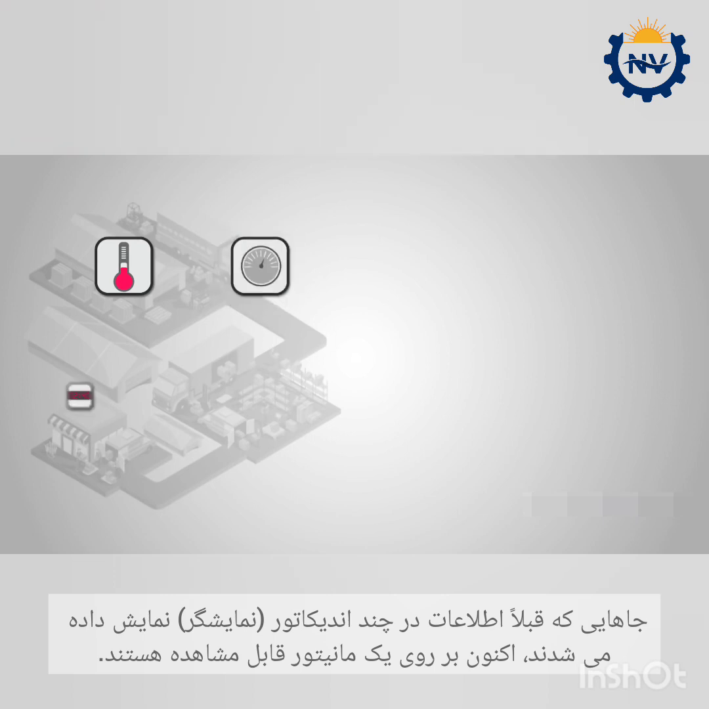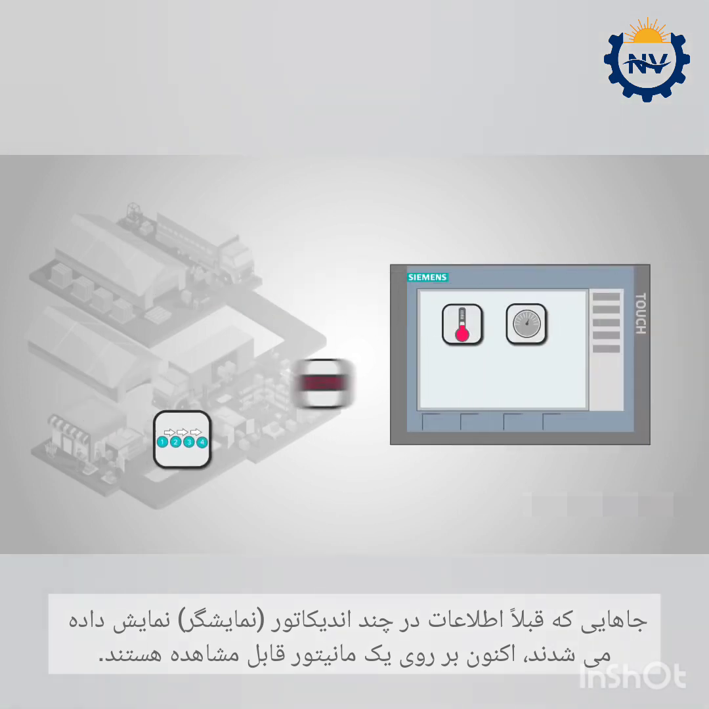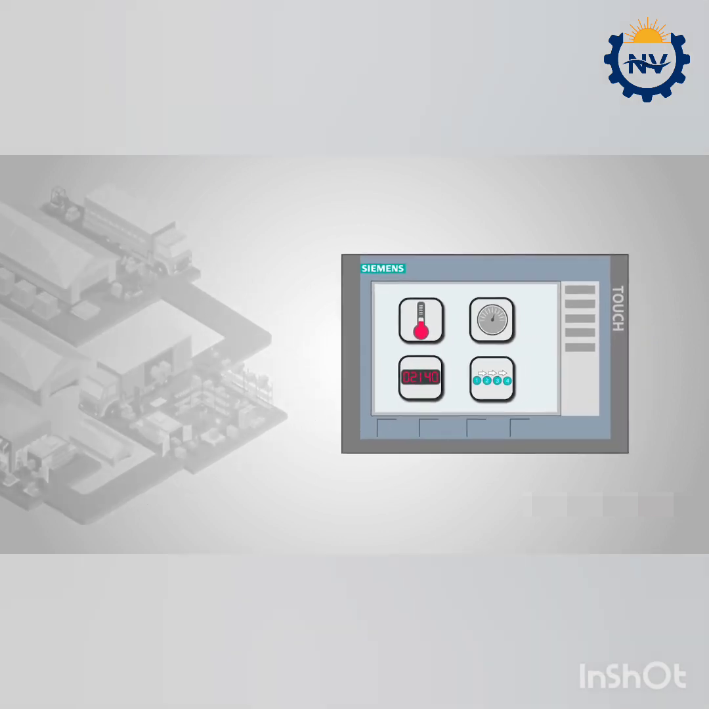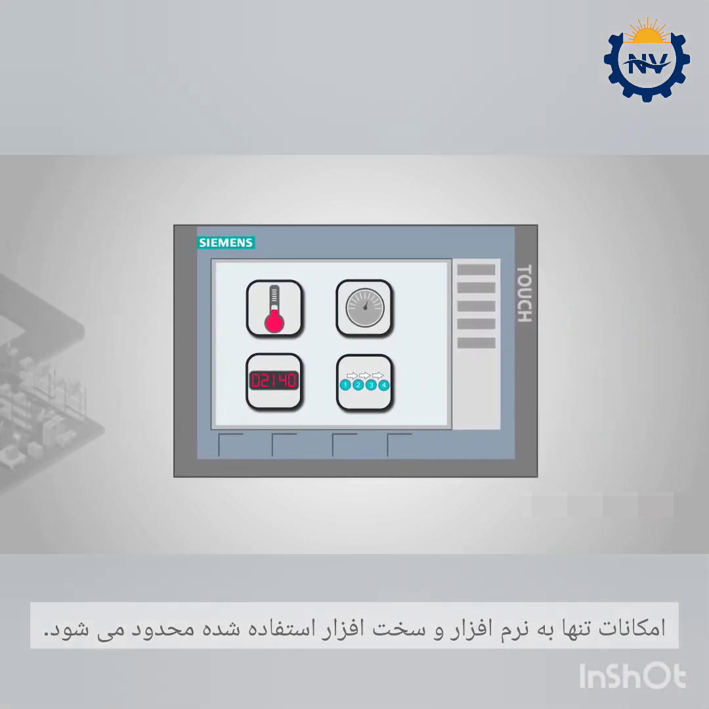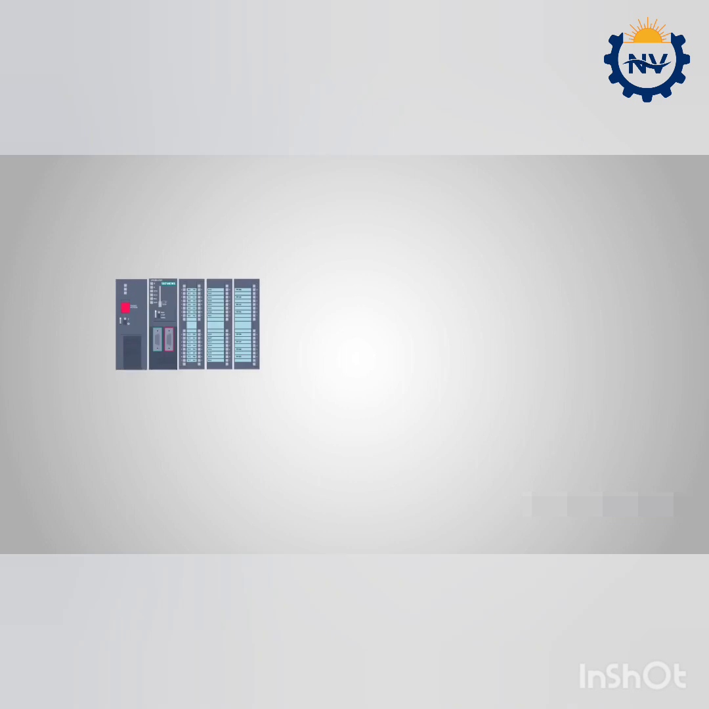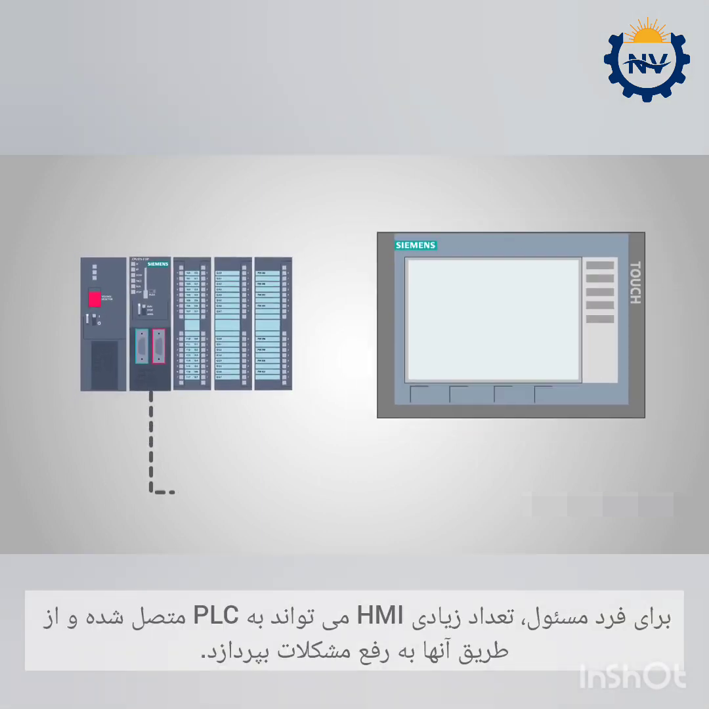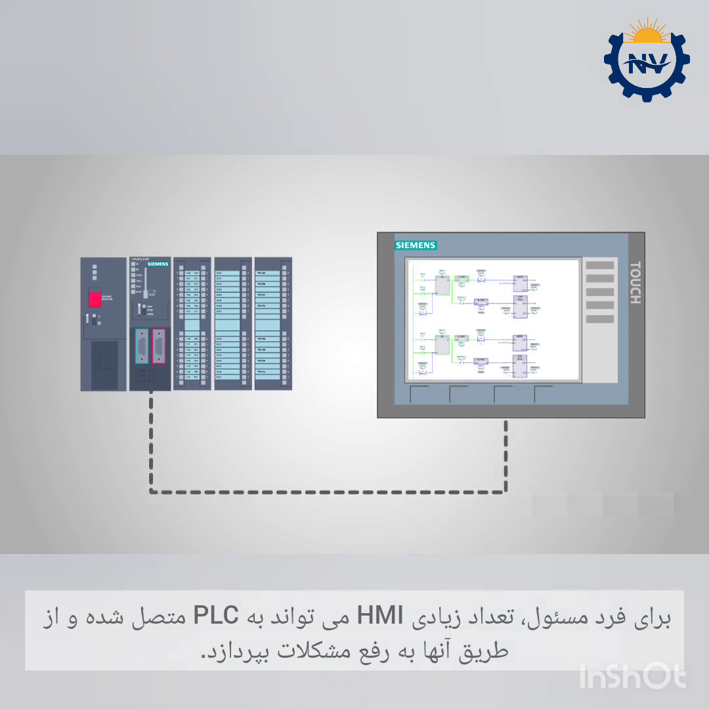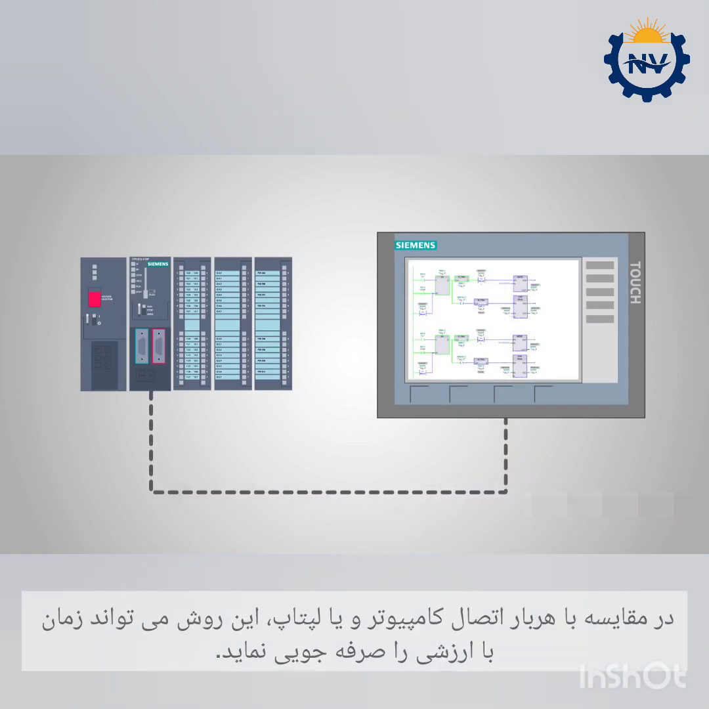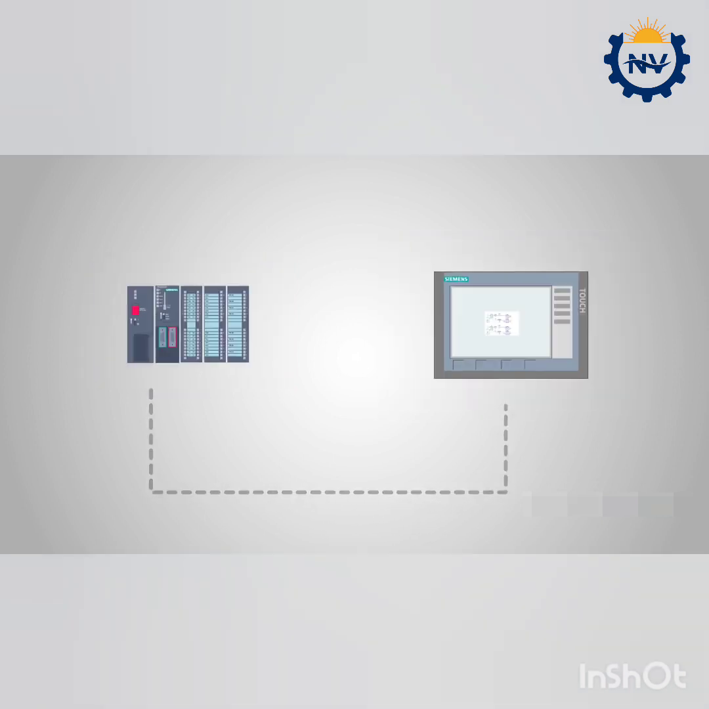Where machine information used to be viewed on multiple indicators, it can now be viewed on one screen. The possibilities are only limited to the software and hardware used. For maintenance personnel, many HMIs can also connect to PLC logic and display it on the screen for troubleshooting purposes. This can save valuable time compared to connecting a computer or laptop every time.